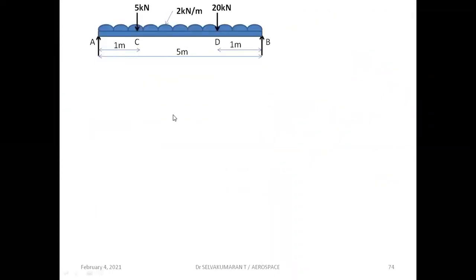Then let us go to the next problem. So complete UDL, and on top of it you have 2 point loads, 5 kilonewton and 20 kilonewton, acting at the same distance of 1 meter on either side of the support. So here the loading is not symmetric, because 5 kilonewton and 20 kilonewton are two different point loads. Suppose instead of 20 kilonewton you have 5 kilonewton, we can say the loading is symmetric.